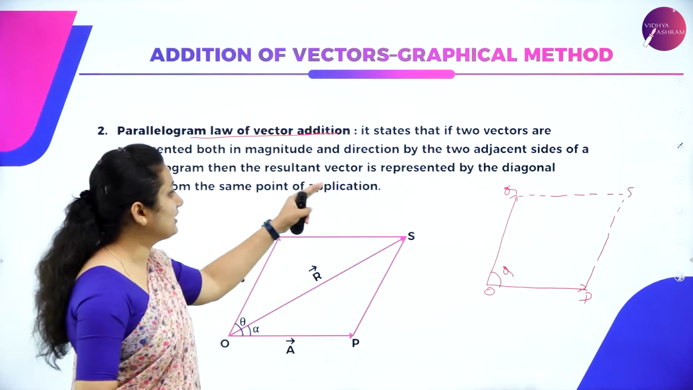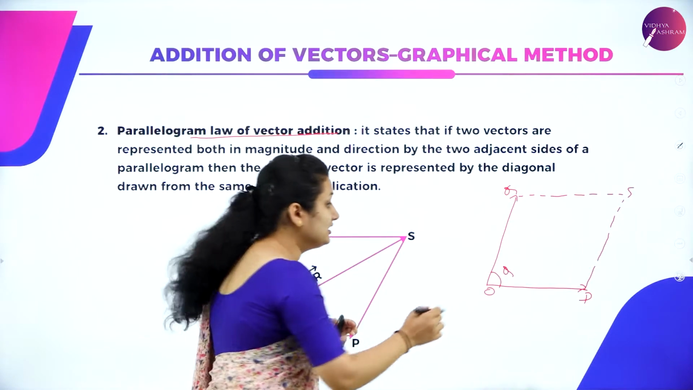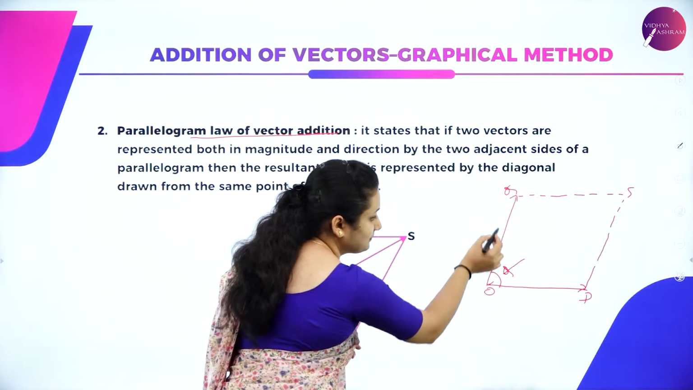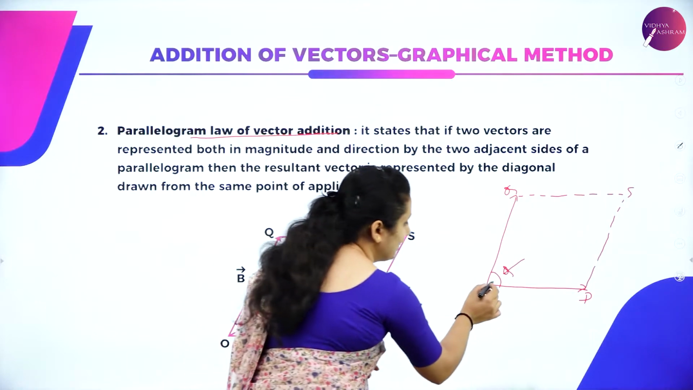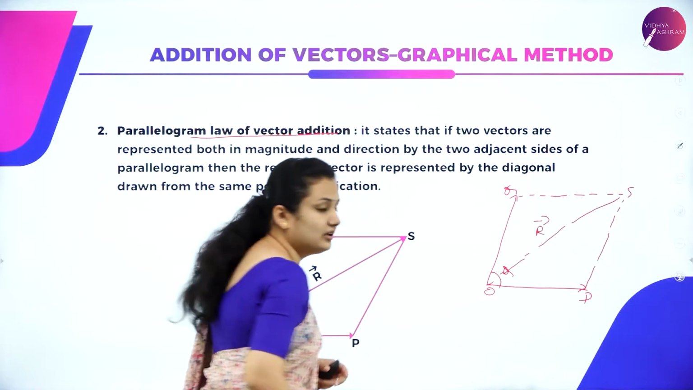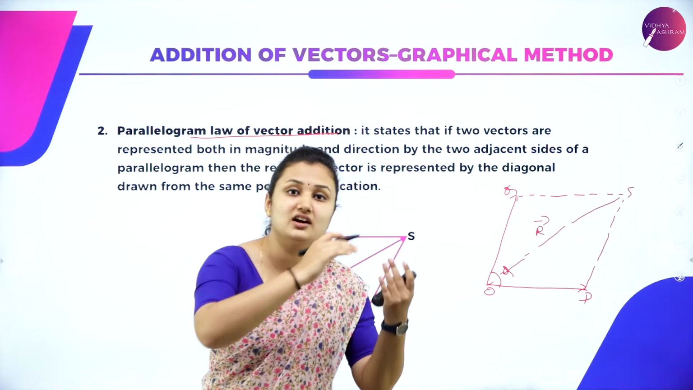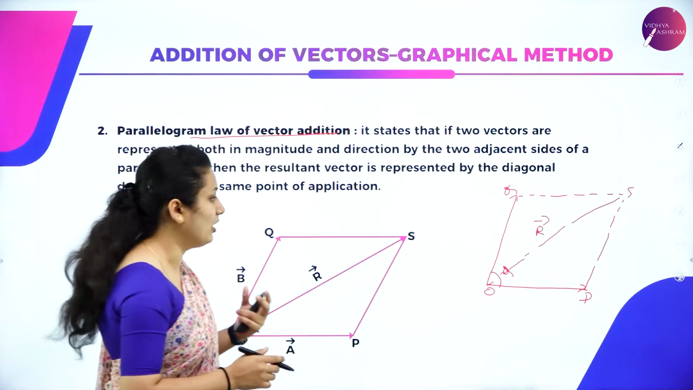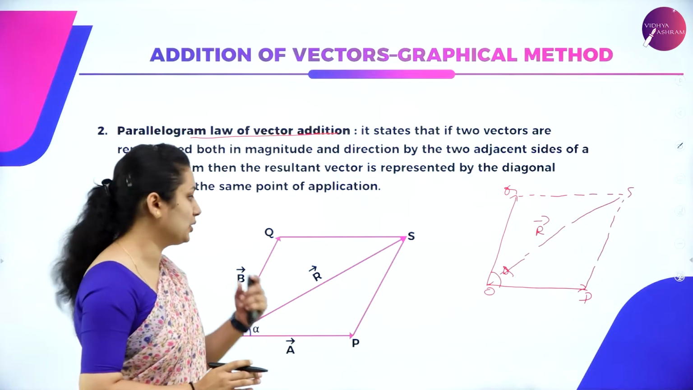So the resultant vector is represented by the diagonal. In the case of a parallelogram, it is the diagonal which passes from the point where the two adjacent sides intersect at point O. From there we draw a diagonal. So this diagonal gives you my resultant vector. In case of triangle law, the third side represents the resultant vector. In case of parallelogram law, it is the diagonal of the parallelogram which gives me my resultant vector.